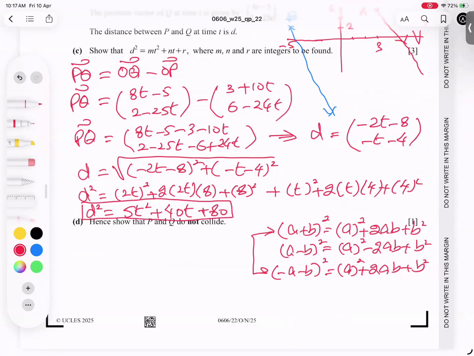And students, now what is he asking? Show that they collide or not. They don't collide, sorry. They don't collide. Don't collide means... This is a distance, okay, we have it.